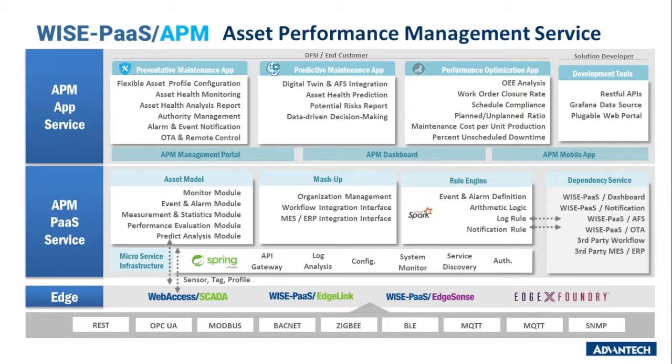Under the APM service, the next functional block is mashup, which deals with how this digitalized model of a device would interact with external systems, such as MES or ERP, to do information exchange. And then we have the typical rule engine for some rule-based access or rule-based event triggering, as you can see, event and alarm definitions, etc.